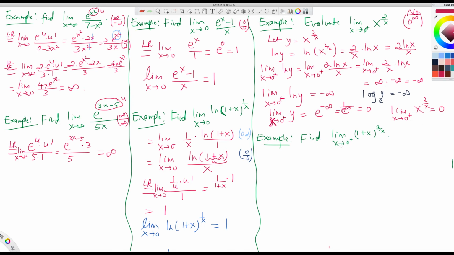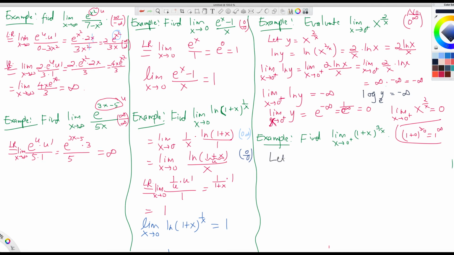Find the limit as x tends to 0 plus of (1 plus x) to the 3 over x. You can guess your answer, like plug in 0. So you will get 1 plus 0 to the 3 over 0. It is basically 1 to the infinity. It is an indeterminate form. So we try to use L'Hopital's rule. But before we do that, you need to let y equal this, because that x is in the exponent. Okay, let's do that.